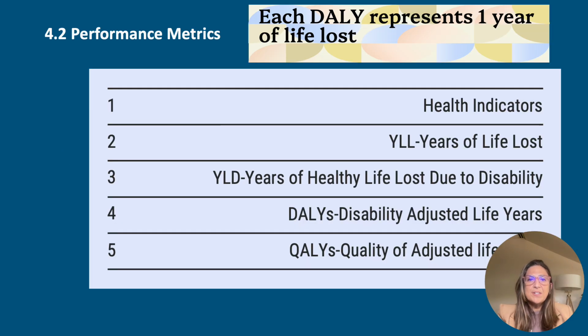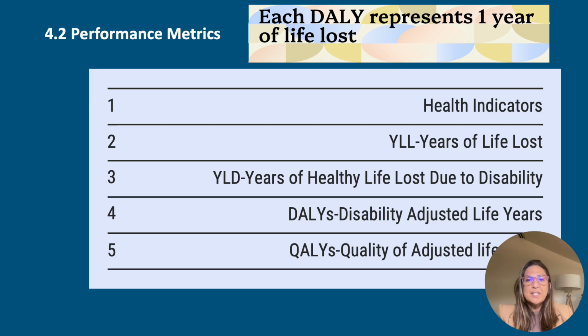Health indicators are health-related measures of data. This is referring to a health status. Years of life lost are measures of premature mortality. So this is considering the frequency of death and the age at which it occurs. And then years of healthy life lost due to a disability. This is the number of healthy years lost because of the onset of a disability or illness.